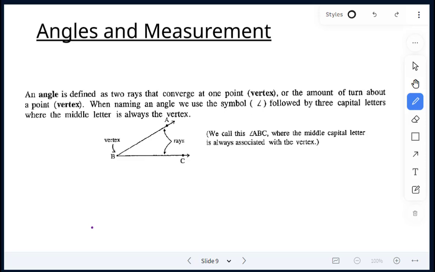When we name an angle, we use the symbol, which looks like that. That's an angle. It's followed by three capital letters. The middle letter is always the vertex. So in this case, we would call it angle ABC, like this. In some resources, you might just see it written as angle B. But if you ever see it written with the three capital letters, that middle letter always represents the vertex. So in this case, this would be angle A, B, C.